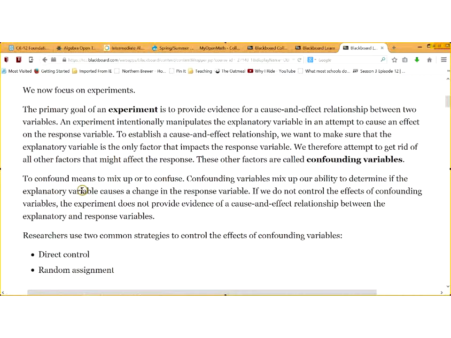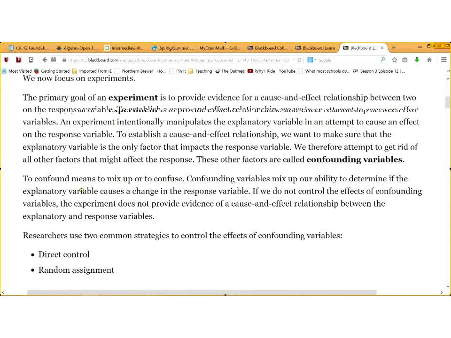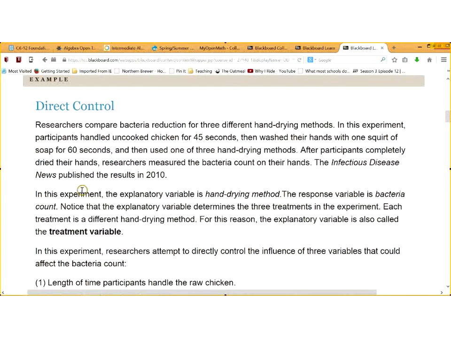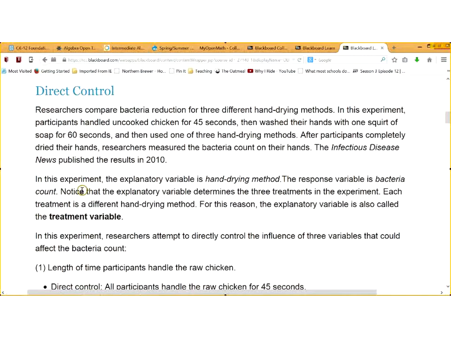Right? As it says, two strategies to control the effects of confounding variables are direct control and random assignment. So what are these things? Well, direct control means that you make sure the conditions for everybody in the experiment are as similar as possible. So in this particular example, they wanted to test different hand drying methods to see if they mattered for bacteria. So as it says in this, they had participants handle uncooked chicken for 45 seconds, then wash their hands with 1 squirt of soap for 60 seconds, then use one of 3 hand drying methods. And then they did a bacteria count.